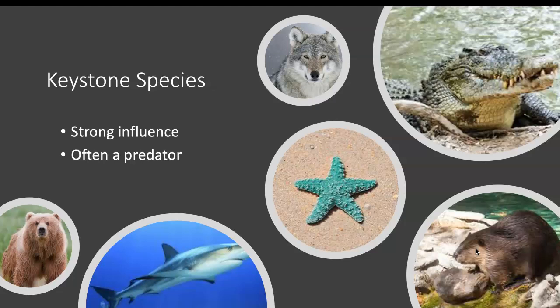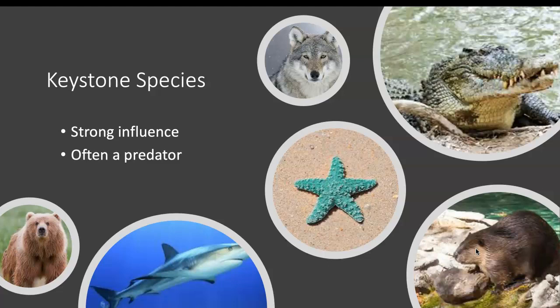They are very influential. Okay, they influence the whole ecosystem. Just one single species impacts the entire ecosystem. For example, the bears, the sharks, sea stars, beavers, crocodiles, and the cute wolf. I like the wolf because I like that story about Yellowstone Park.